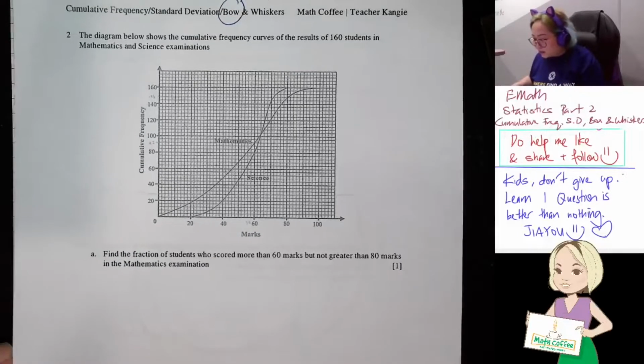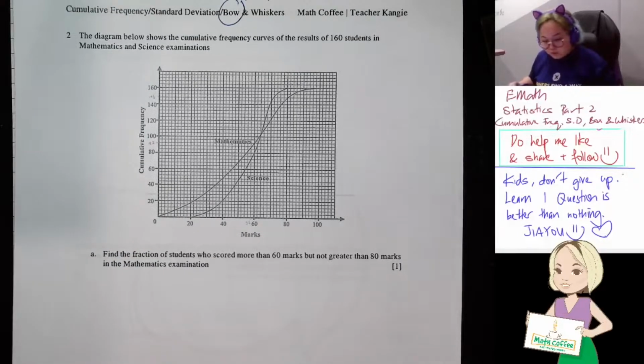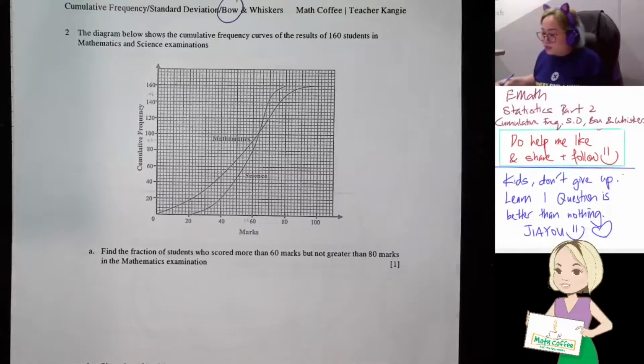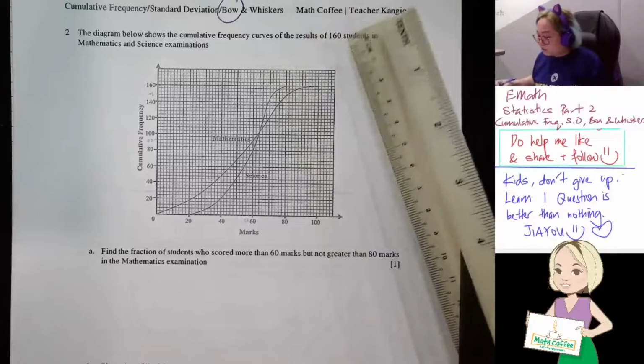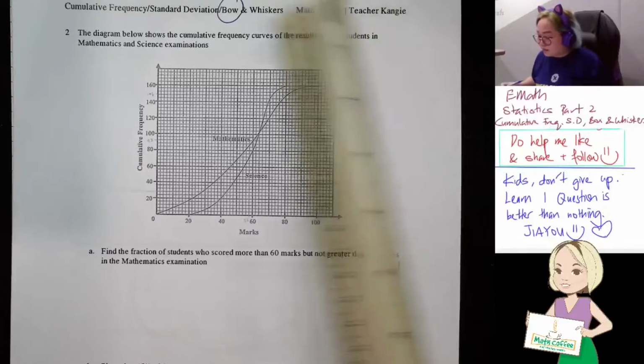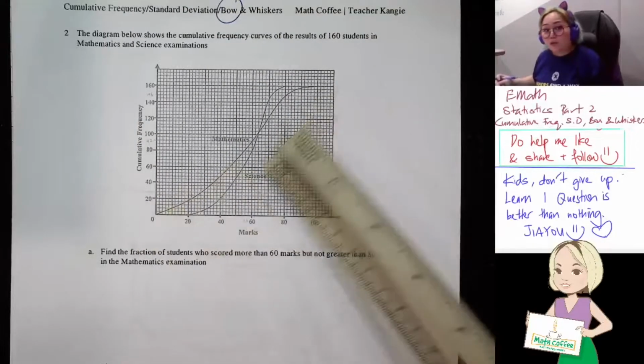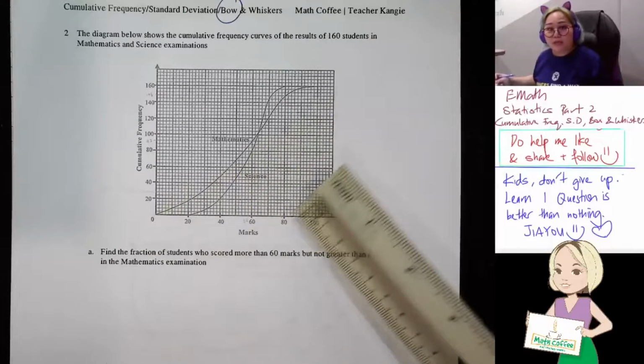Okay, now let's take a look at question number 2. Let me flip. The diagram below shows the cumulative frequency curve of the results of 160 students in mathematics and science exams. So there are 2 lines here. One line represents the mathematics and one line represents the science.